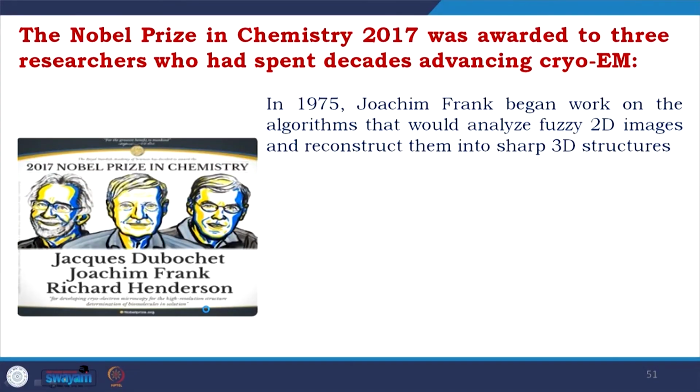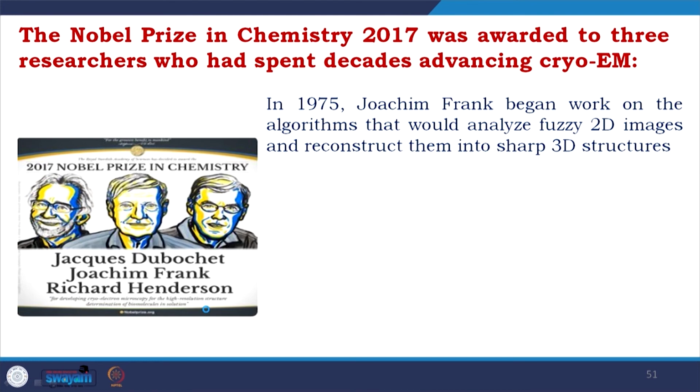With that, I would end by remembering the Nobel Prize in Chemistry and their work. As I have already talked about, the Nobel Prize in Chemistry 2017 was awarded to 3 researchers who had spent decades advancing cryo-electron microscopy. You all know the history now.